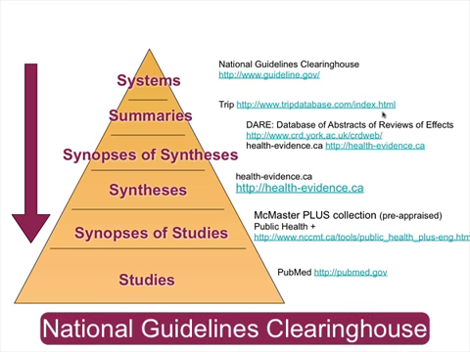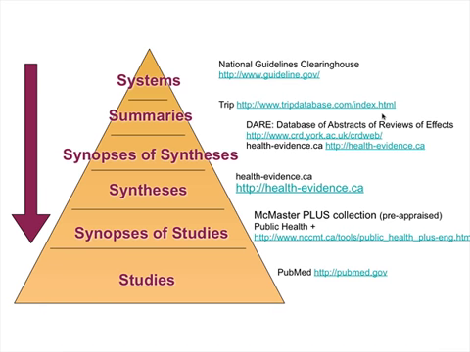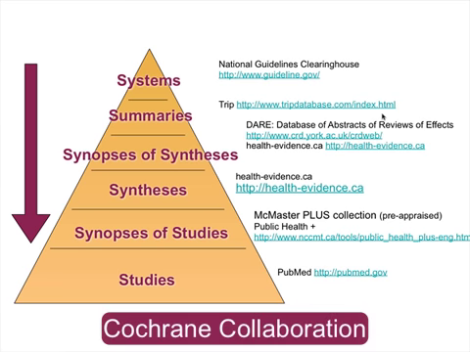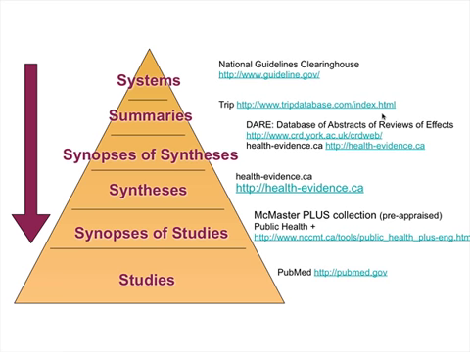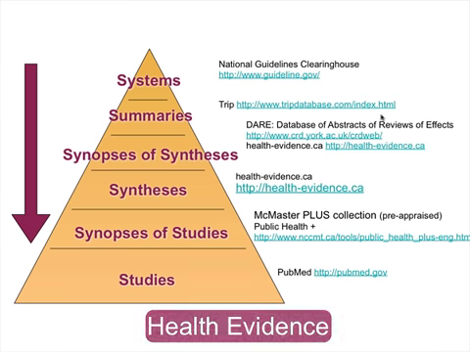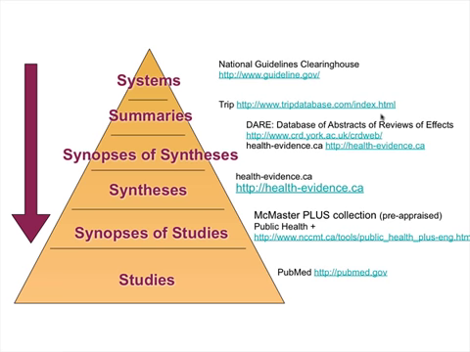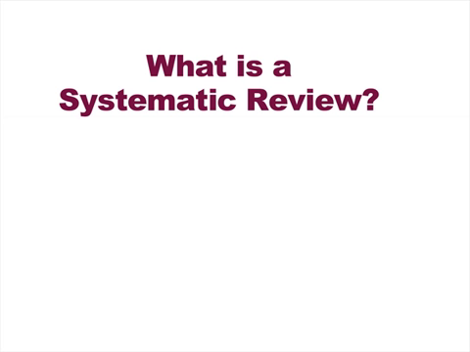guidelines like the Registered Nurses Association of Ontario or the National Guideline Clearinghouse. For systematic reviews, we have several options in the Cochrane collaboration, in searching through PubMed, and through a great resource we have in Canada called Health Evidence. And then for individual studies, we have PubMed. So I'm going to go through some of these tools in a bit more depth.